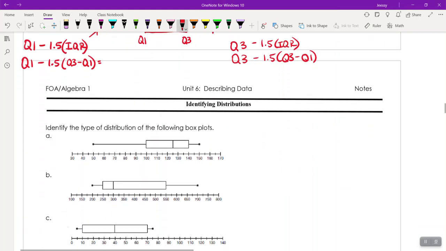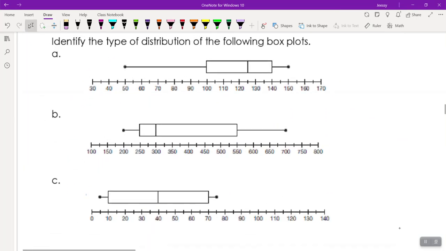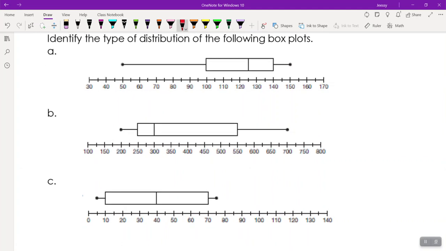Okay. So now look at A, B, and C and classify them.